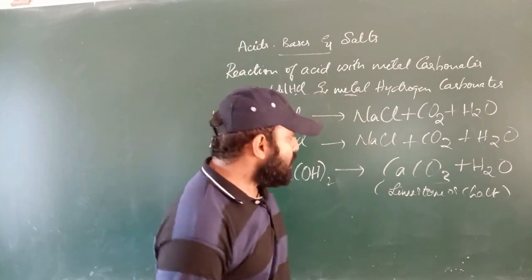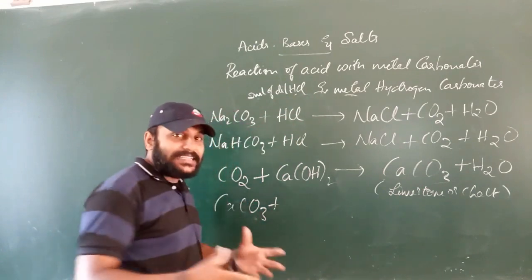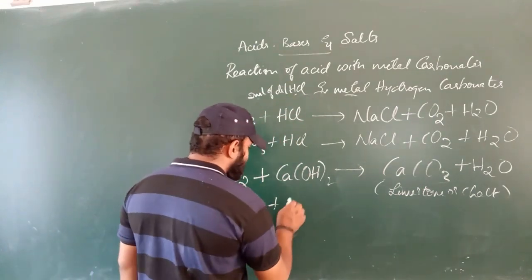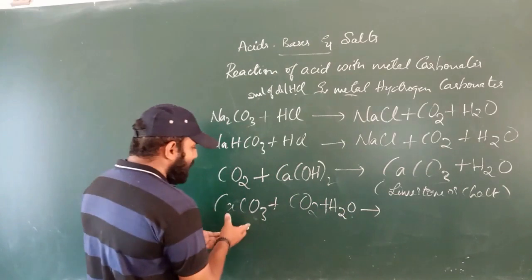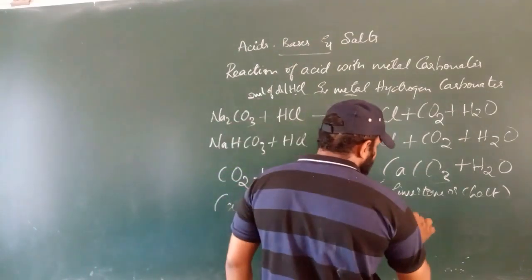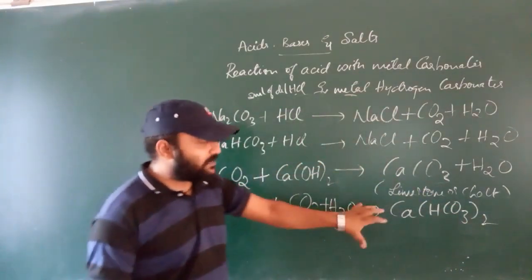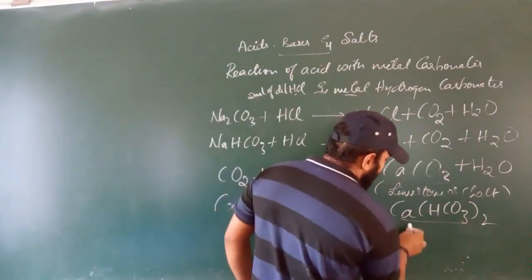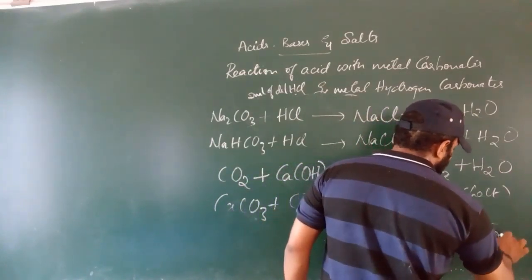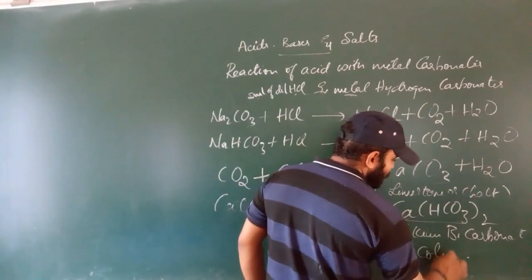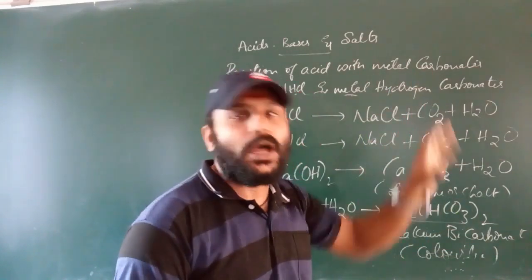What is that milky white precipitate formed there? Calcium carbonate. If we react this calcium carbonate with excess of carbon dioxide and water, what will you get? CaCO3 with carbon dioxide and water forms Ca(HCO3)2. This is called calcium bicarbonate. And it is colorless, and it is a soluble substance. The milky white precipitate that was present before will not be found in the test tube anymore.